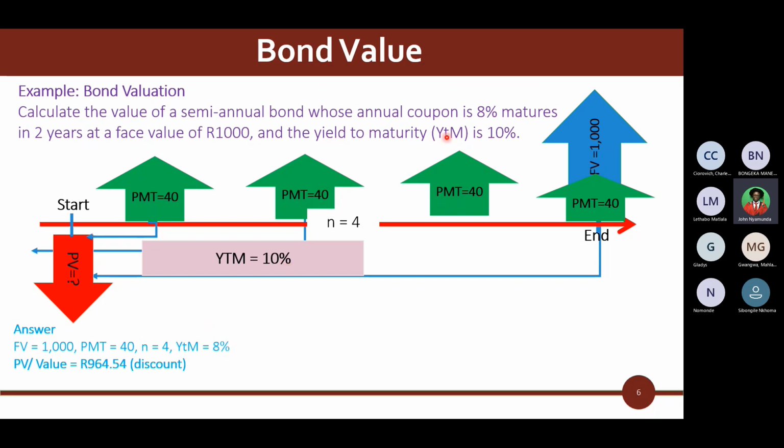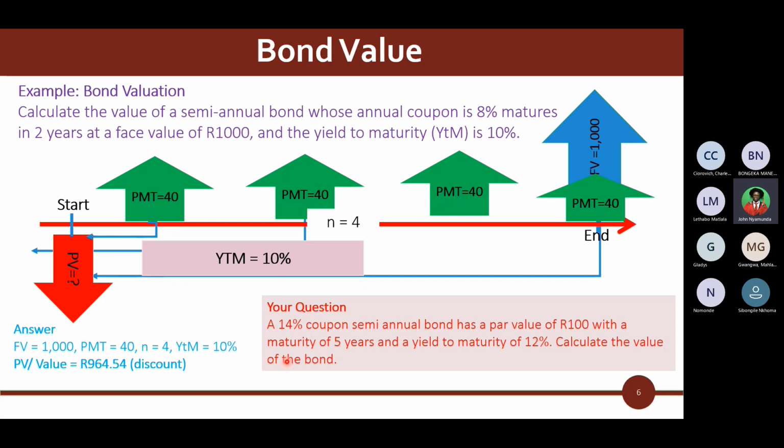Why 8? No, it's supposed to be 4. Maybe 8. Why is the... our yield to maturity is 10 actually. I don't know what I was doing there. Okay, yield to maturity, let's fix that and put 10 here. Our yield to maturity is 10. Then we say, okay, 10, and then present value there.